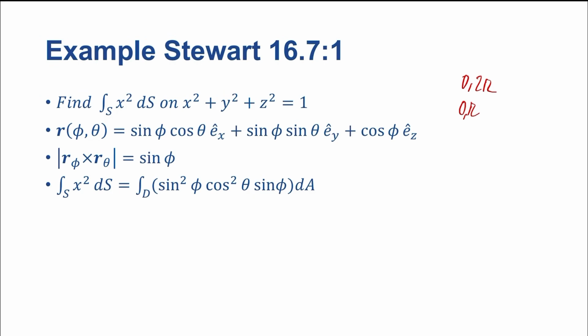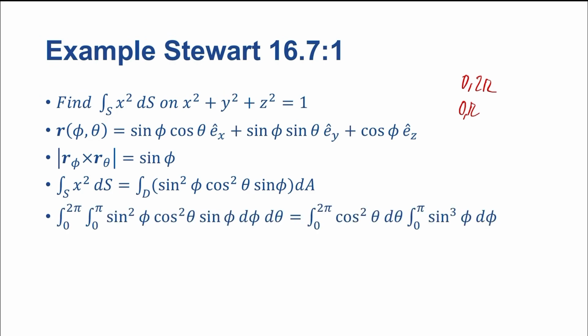So what we'll do is we'll set this up as a double integral now. The double integral will be the integral from 0 to 2 pi, integral from 0 to pi, sine squared phi cosine squared theta sine phi d phi d theta. Of course, we have a product of functions, which are independent. So when these functions are independent, we can use that theorem, which says we can separate the integral as a product. So we get the integral between 0 and 2 pi of cosine squared theta d theta, then the integral between 0 and pi of sine cubed of phi d phi.